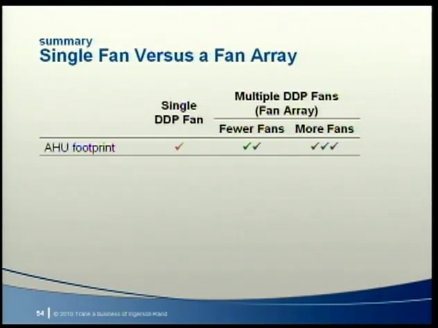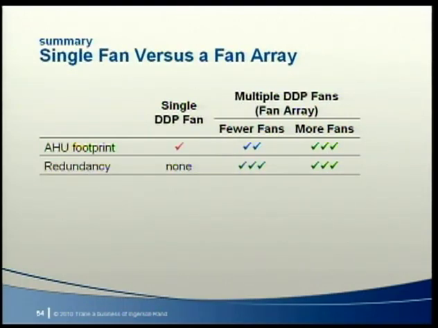To summarize, as we demonstrated, a fan array will typically reduce the overall length of the air handling unit. The length reduction by going from 1 to 2 fans is great, but the incremental length reduction benefit is not as significant as you continue to increase the number of fans. Eventually, you hit a minimum threshold dictated by service clearance.